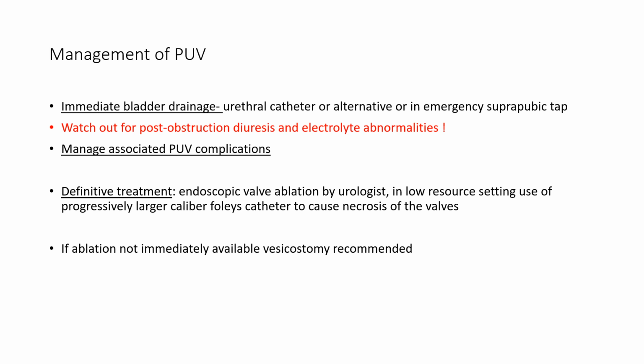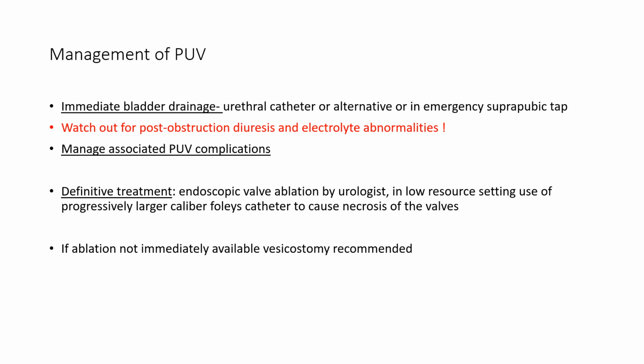In the short term, this would involve catheterization of the urethra using, if possible, a Foley's catheter, otherwise a size 6 feeding tube in infants. If none of these options work, then one must arrange for a suprapubic tap with the urologist.